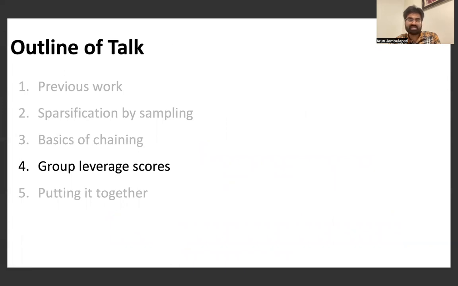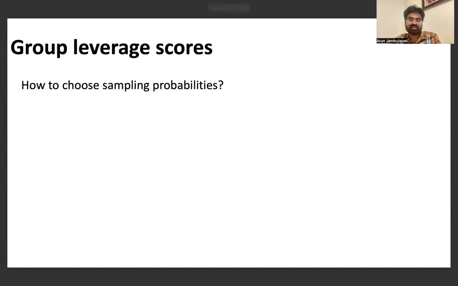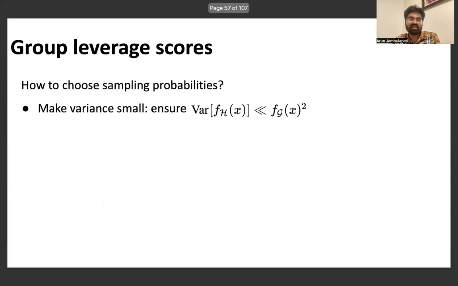It now goes to see how we construct sampling probabilities for our approach. And for this, we define our new notion of group leverage scores. So how do we choose these probabilities? A useful consideration to have is that we want the variance of the sampling to be small. If we're able to say the variance of sampling a fixed vector x is much smaller than the hypergraph energy, then we'd be done by Hoeffding's inequality.